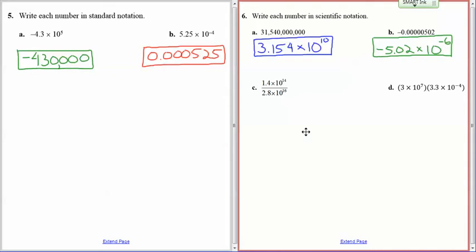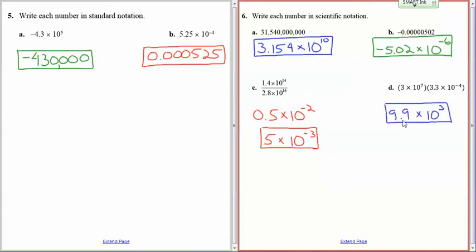On C, we can use the properties of exponents with our scientific notation. So 1.4 divided by 2.8 is 0.5, and 10 to the 14th divided by 10 to the 16th is negative 2, but that's not scientific notation. So I would have to multiply this by 10 to get 5, divide this by 10 to keep everything balanced, and we'll get the negative 3. D is similar. 3 times 3.3 is 9.9. 10 to the 7th times 10 to the negative 4th is 10 to the 3rd. That's in scientific notation. So I'm done.